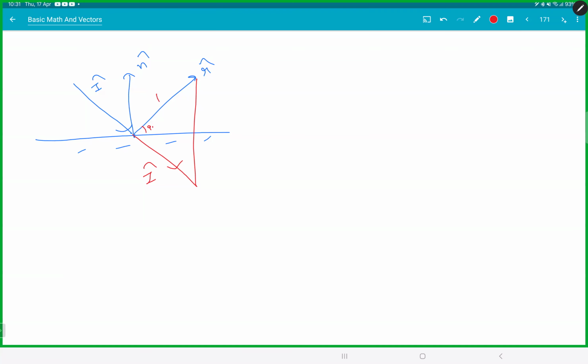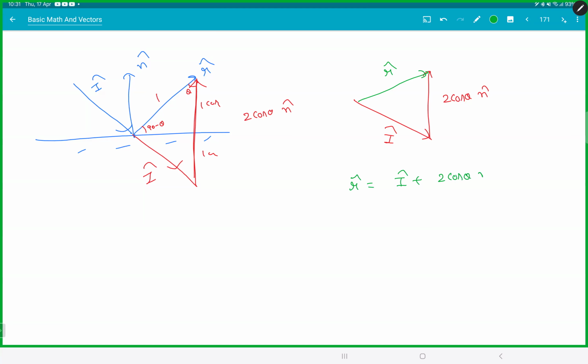This is 1. This is 90 minus theta. This is theta. So this is 1 cos theta, this is 1 cos theta. So this vertical length is 2 cos theta, and it is pointing upward along n cap. So I got one vector here, I cap. Then I got a vector upward, 2 cos theta n cap. And this became r cap. So from the triangle of vectors, r cap is nothing but I cap plus 2 cos theta n cap.